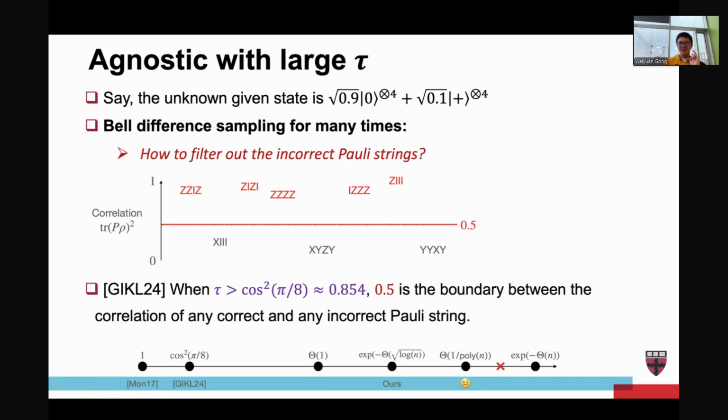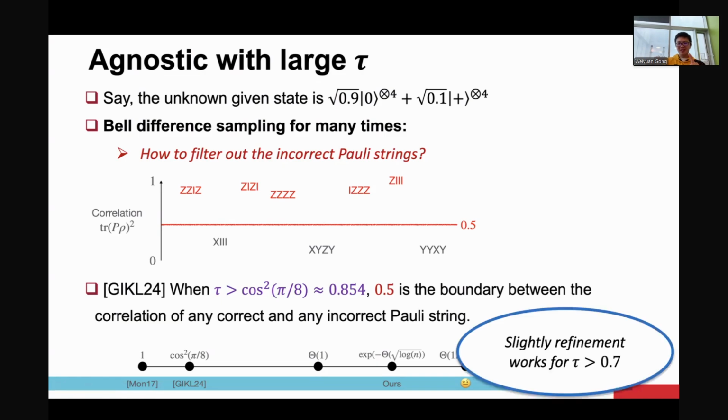And actually, we start with this algorithm. We kind of show, this is not in the work, but we kind of show that you can improve their algorithm to make it work for tau larger than 0.7 by making some bound more tight. But this is also not the main story.